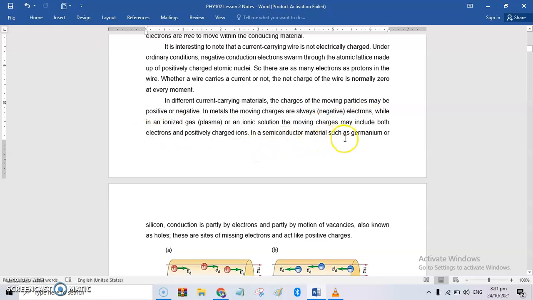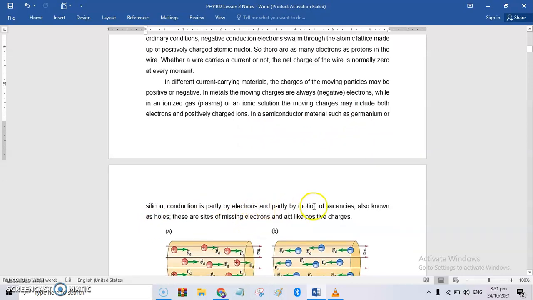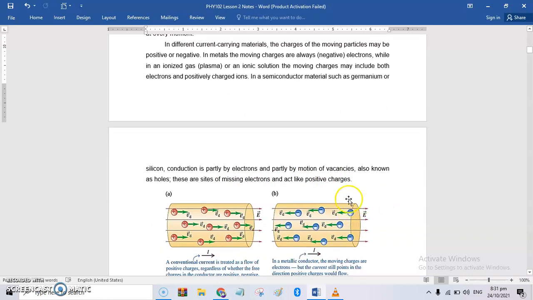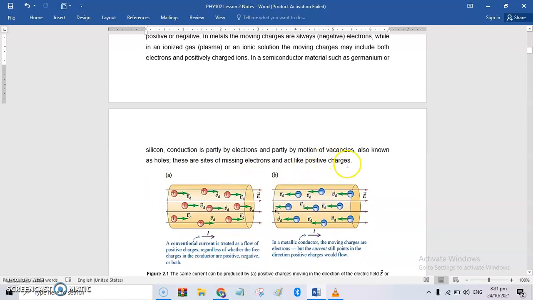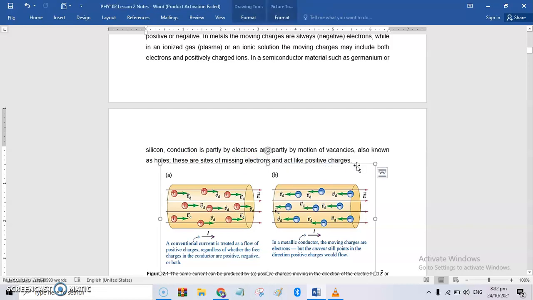In a semiconductor material such as germanium or silicon, conduction is partly by electrons and partly by motion of vacancies, also known as holes. These are sites of missing electrons that act like positive charges. So if you remember our semiconductor from the previous topic, there are holes, and those holes are the sites of the missing electrons that act as positive charges.